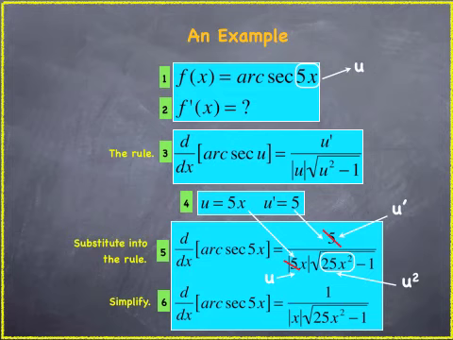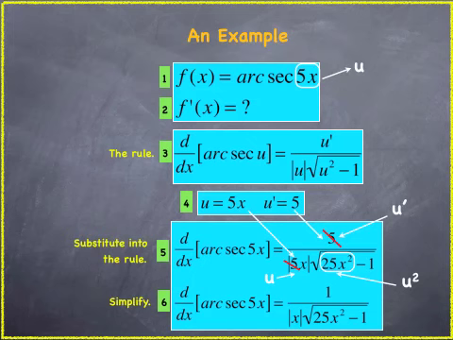Well, u is 5x, so we put that in there. And then we have the square root of u squared minus 1. Since u is 5x, u squared will be 25x squared, so we plug that in. And then we will cancel our 5's, and in step 6, we have a simplified result.